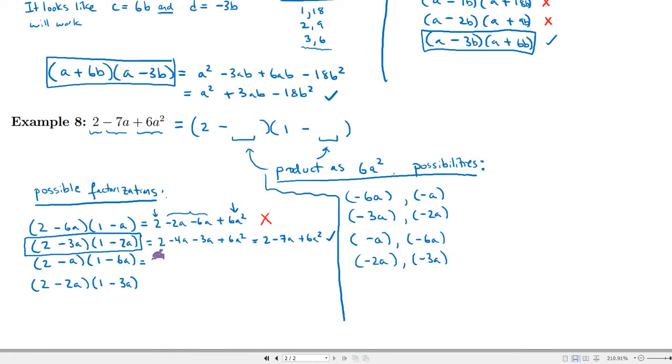Okay, so what is this? So 2 minus 12a minus a, which would be minus 13a. That's not going to work. Plus 6a squared, and that's not correct. That's 2 minus 6a minus 2a, which would be minus 8a, plus 6a squared. So these last two are rejected, which is good, right? If they were accepted, that's not good, unless it was an equivalent factorization, but in this case it's not going to be. And that's it.